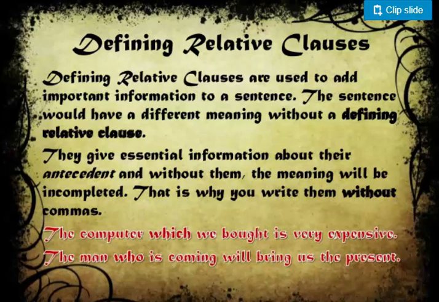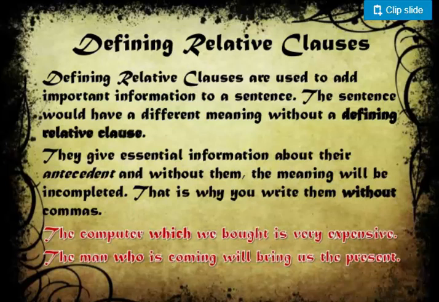So here comes the defining relative clause, which is the second type of relative clause. It is used to add important information to the sentence. The sentence could have a different meaning without a defining relative clause. So what is the difference between the defining and the non-defining relative clause? In the non-defining clause, it gives extra information which is not needed in a sentence. But in the defining relative clause, it gives important information to the sentence, and without it, we have a different meaning.